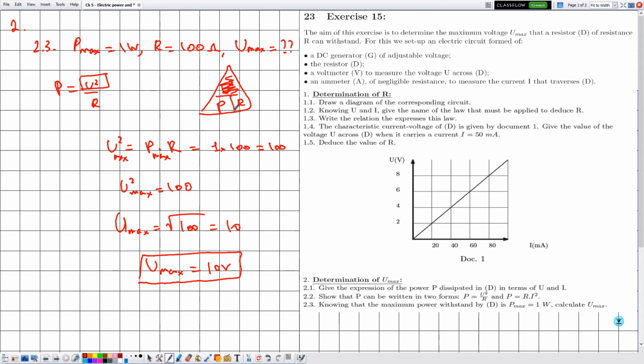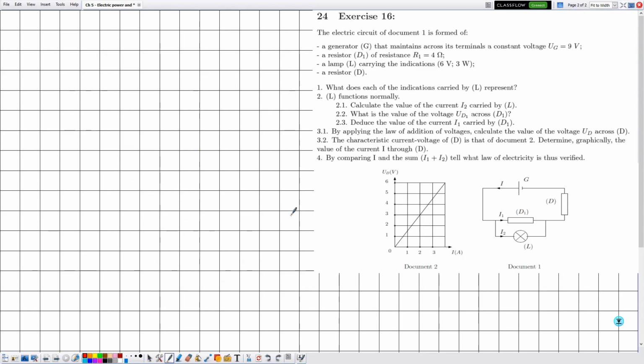Then this is it for exercise number 15. So now exercise number 16. They are telling me the electric circuit of document 1. They mentioned document 1, so we can use it. Notice that till this moment they didn't mention anything about document 2. We are not allowed to use it.